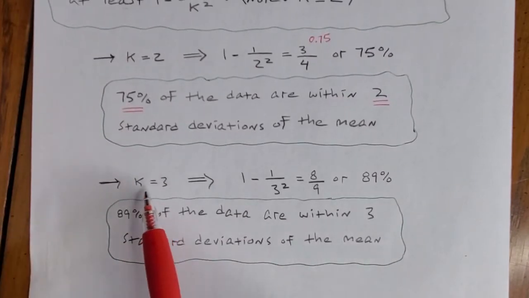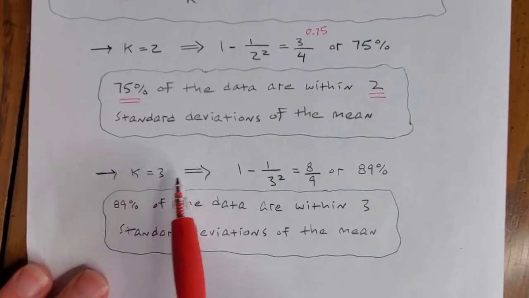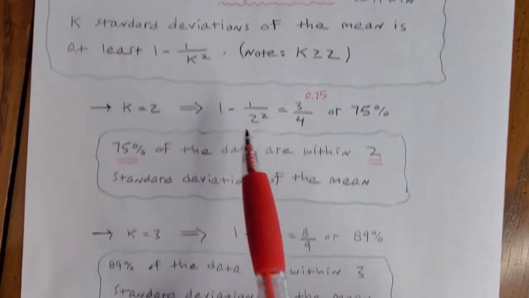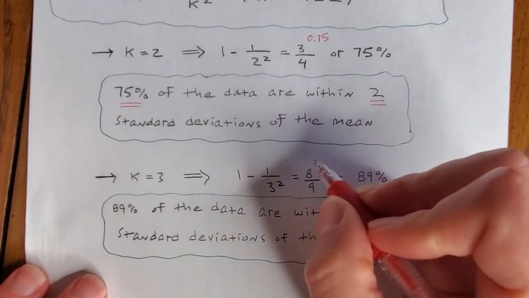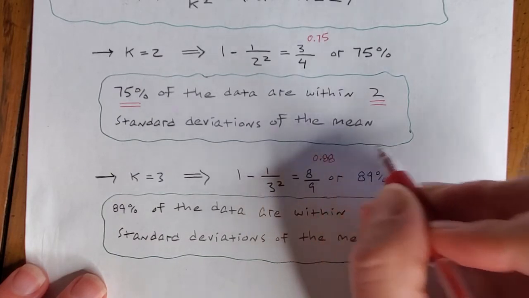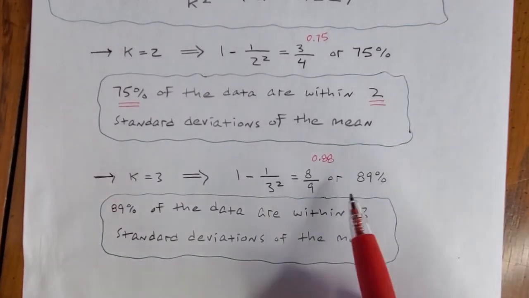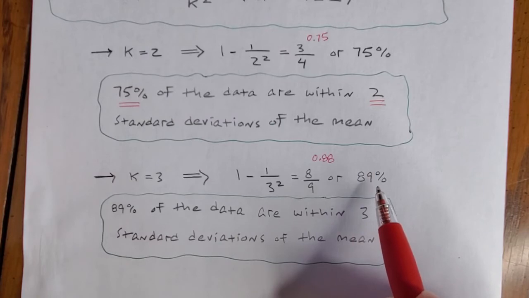And say, what if k was 3? Okay, why not? We've got this formula. So that would be 3 standard deviations of the mean. According to this, 1 minus 1 over 3 squared. You'll get 8 over 9. Or, depending on how your calculator's set up, you might get 0.888, and so on. And so that, in terms of a percentage, would be, with some rounding, 89%.